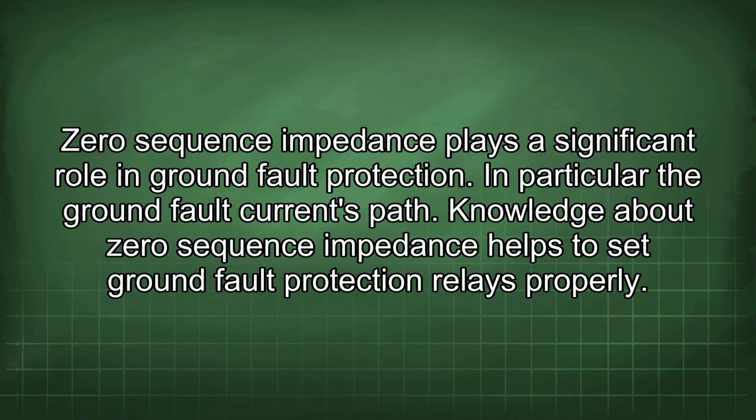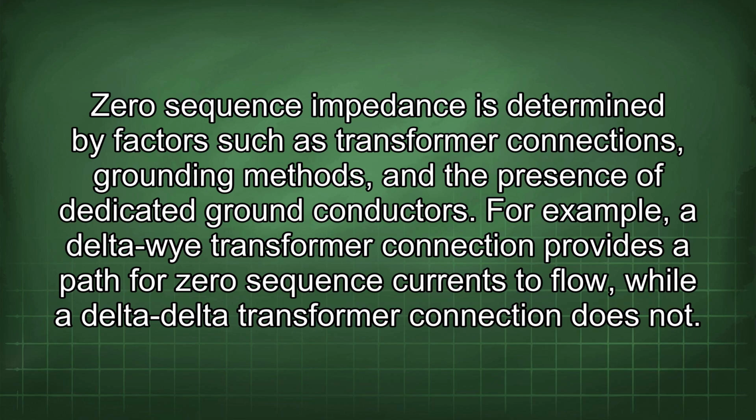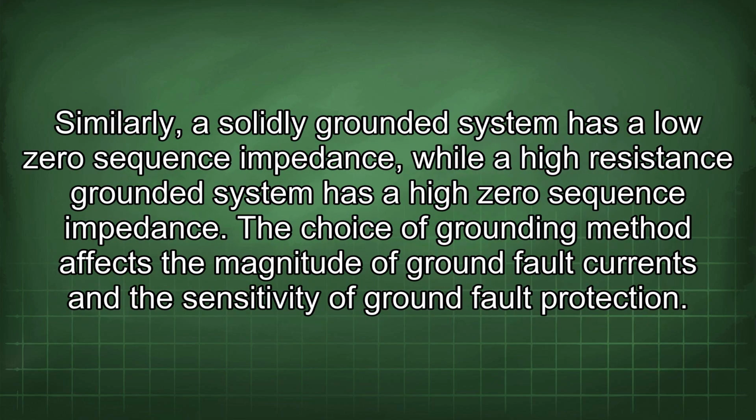Zero sequence impedance plays a significant role in ground fault protection, in particular the ground fault current path. Knowledge about zero sequence impedance helps to set ground fault protection relays properly. Zero sequence impedance is determined by factors such as transformer connections, grounding methods, and the presence of dedicated ground conductors. For example, a delta-Y transformer connection provides a path for zero sequence currents to flow, while a delta-delta transformer connection does not. Similarly, a solidly grounded system has a low zero sequence impedance, while a high resistance grounded system has a high zero sequence impedance.